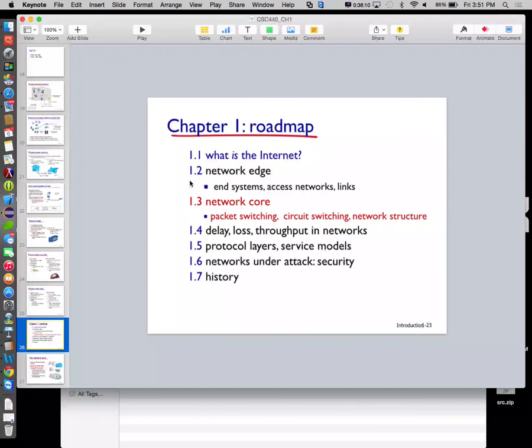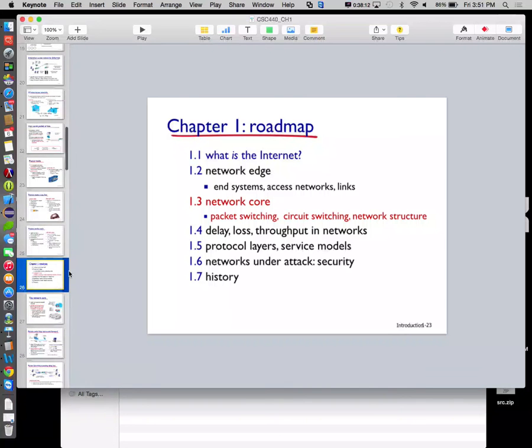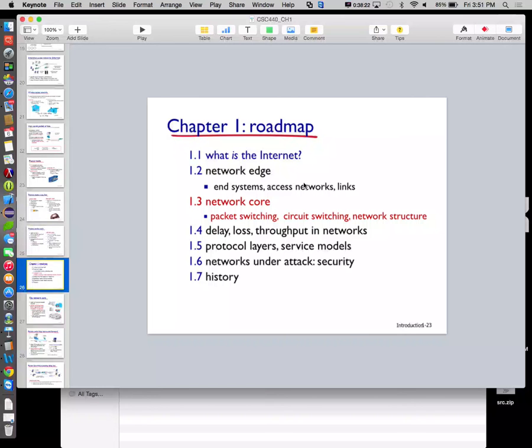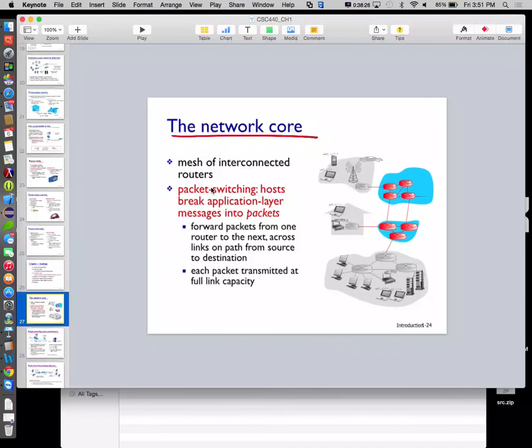Okay, so we just looked at network core, so let's look at data loss and stuff. We're on network core now. This is the details of what we just introduced. So network core, this is the mesh of interconnected routers. Packet switching: hosts break application layer messages into packets.